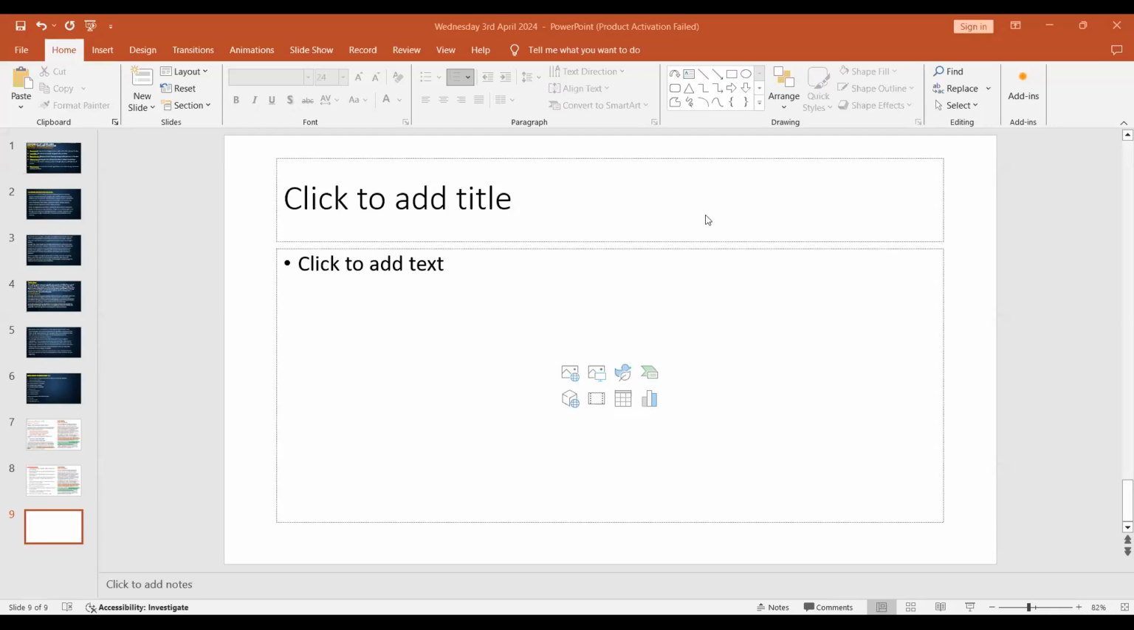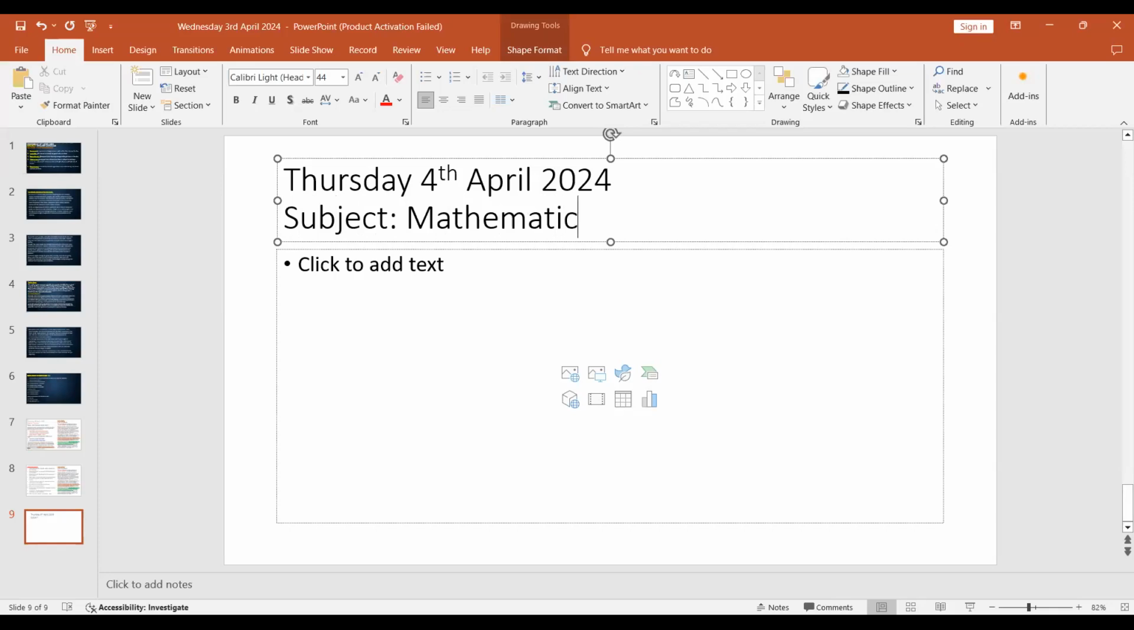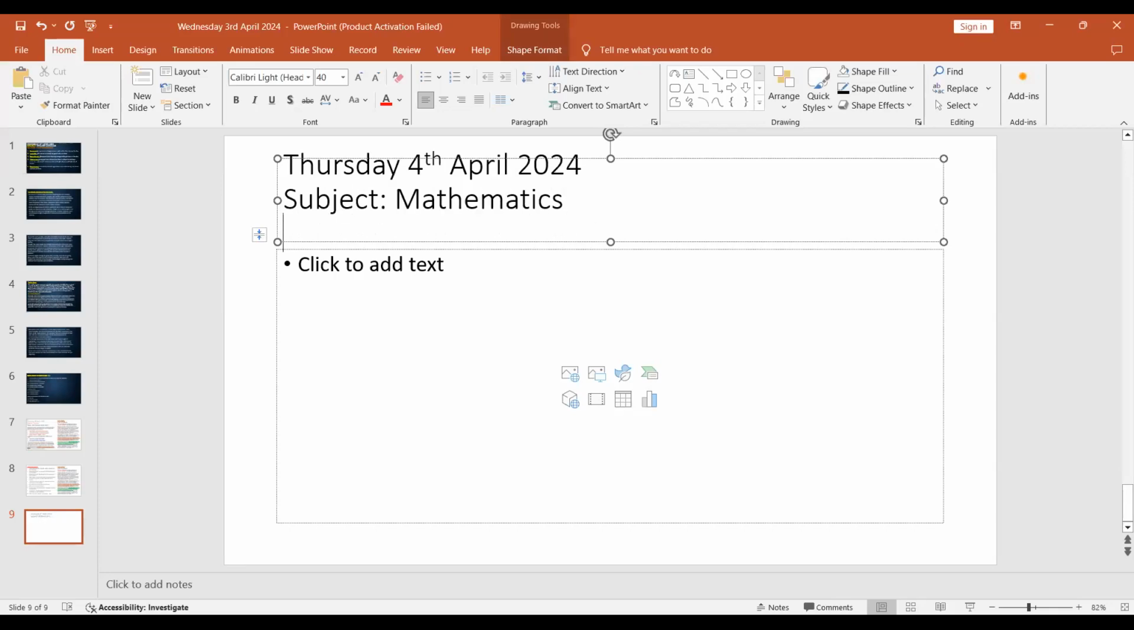Let's begin. Write this down for me. Today is Thursday, the 4th of April, 2024. The subject is, of course, we're going to begin with mathematics, and then we're going to transition over to social studies and religious studies for the last hour. So we're going to continue with paragraphs.